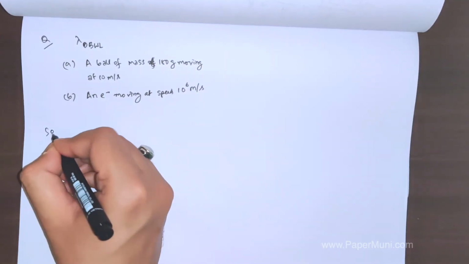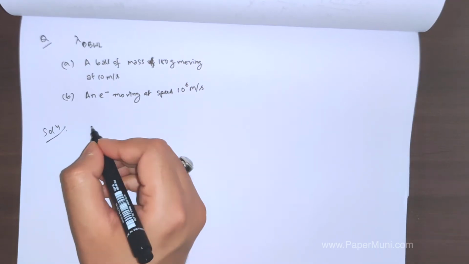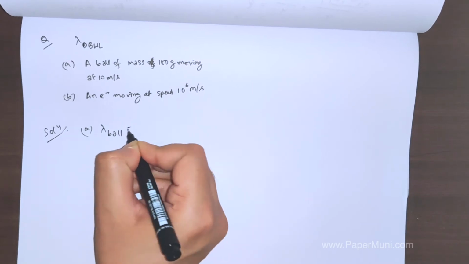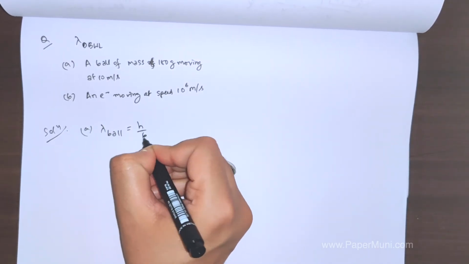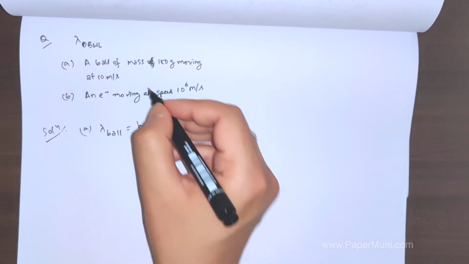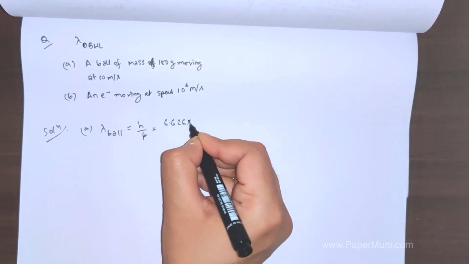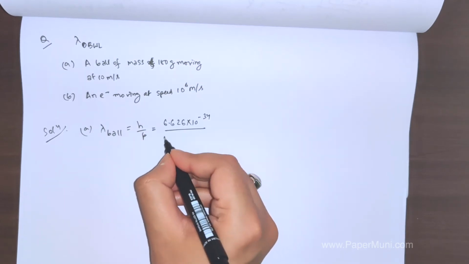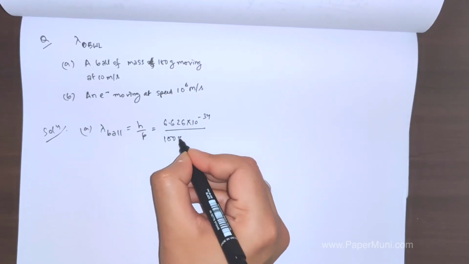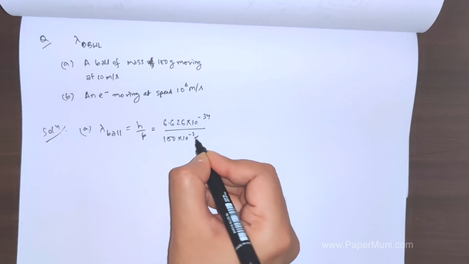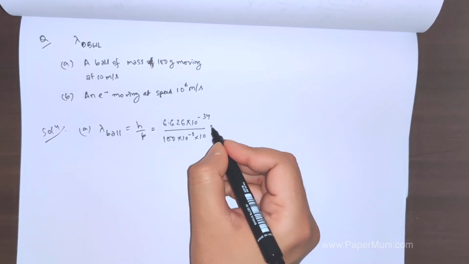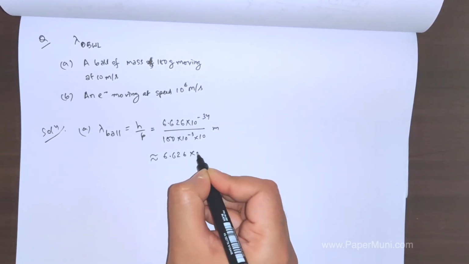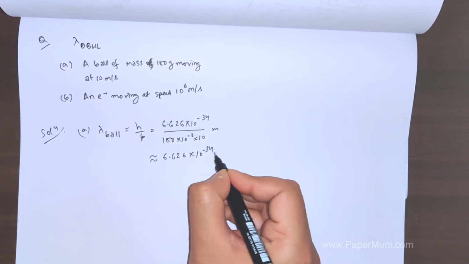Okay, so I hope you have paused the video and tried it. So let's go for the solution. If you want to find the de Broglie wavelength of the ball, it is h by p. Now this is of course a non-relativistic formula. So h is 6.626 times 10 to the power minus 34, divided by the mass in kilogram into velocity in meter per second. So this is approximately 6.626 times 10 to the power minus 34 meter.